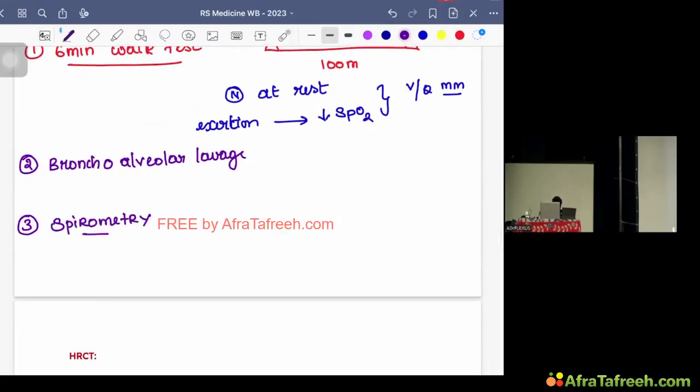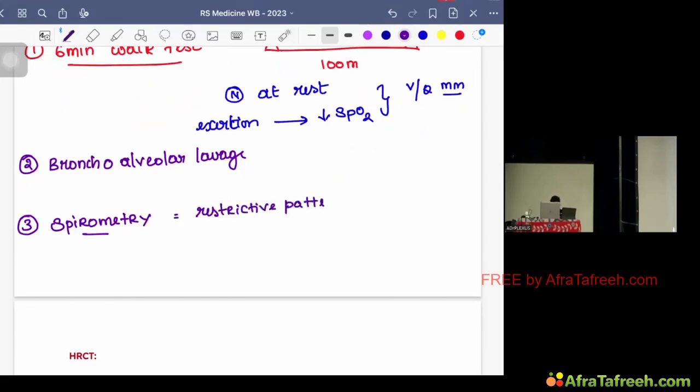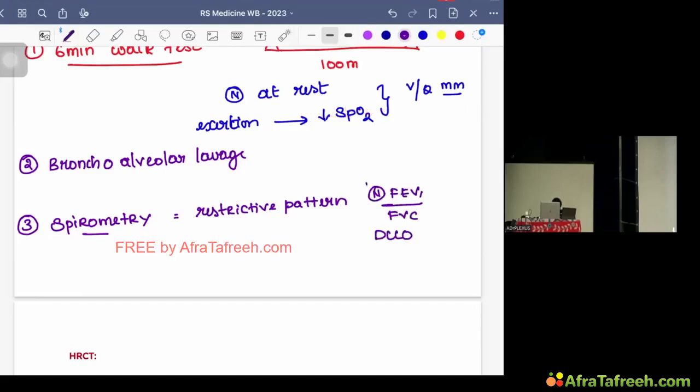Spirometry is going to show typically a restrictive pattern, where the patient is going to have normal or increased FEV1 by FVC, but DLCO is going to be decreased. Okay, so this is a very, very important thing.